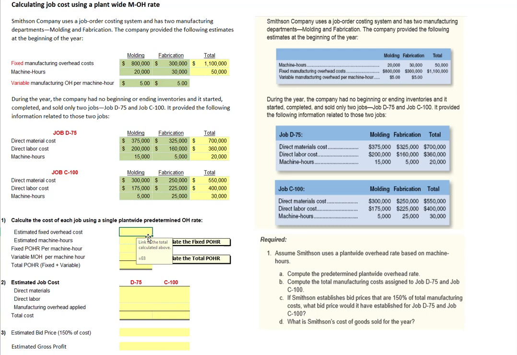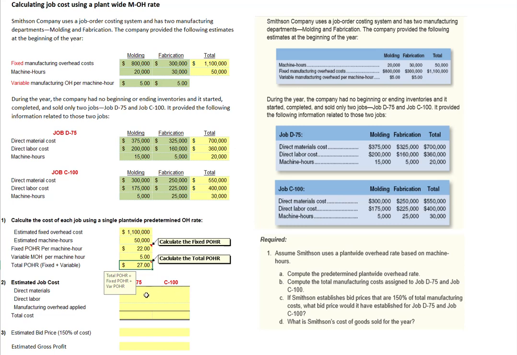So our total fixed overhead cost was $1,100,000. We expected to work 50,000 machine hours, which gives us a fixed manufacturing overhead rate of $1,100,000 divided by 50,000, or $22 per hour. Our variable rate is given at $5 per hour in both departments. So our total predetermined overhead rate, fixed and variable, will be $22 fixed plus $5 variable for $27 per hour.